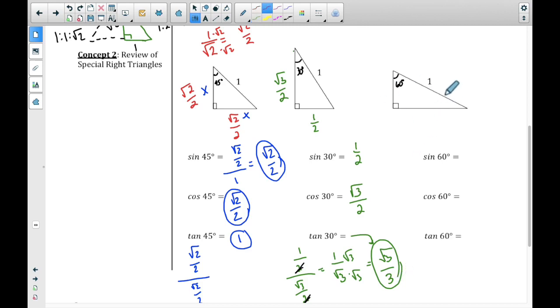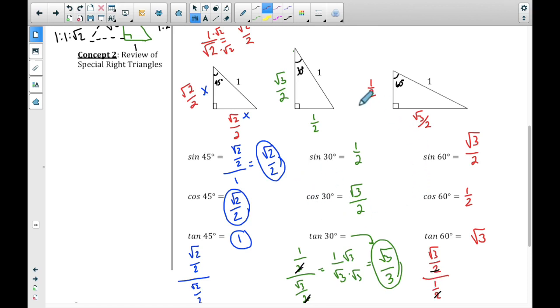Last triangle, it's the same triangle, right? It's just oriented differently. And so we don't have to go through that whole logic. We know that this is 1/2 and this is radical 3 over 2. All we're doing now is rearranging our opposite and adjacent. So sine is opposite over hypotenuse, cosine adjacent over hypotenuse, and tangent opposite over adjacent. And this time on the tangent, when we do our reducing, we don't actually need to do any radical business. It's just radical 3, because it was radical 3 over 1, and that's just radical 3.